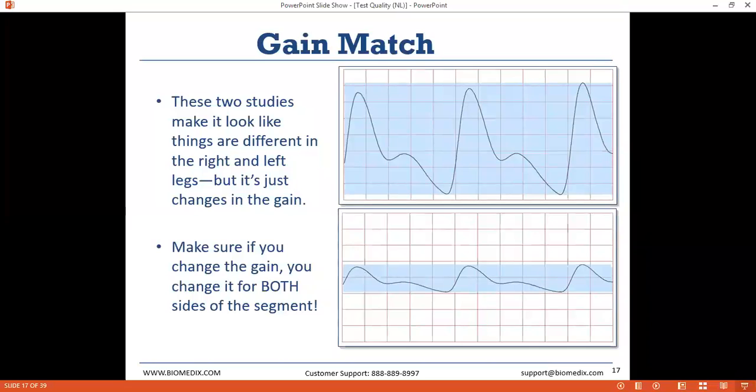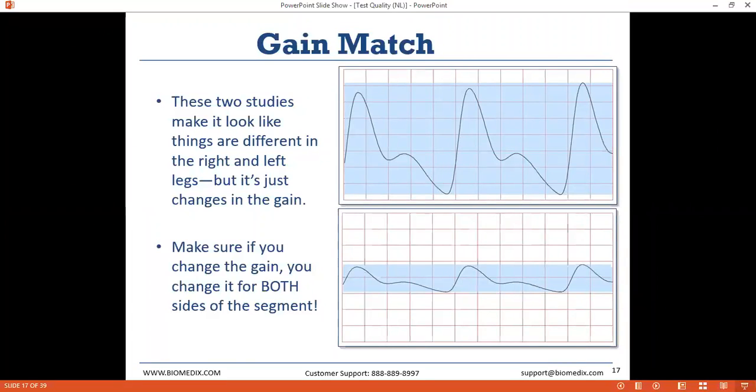And one of the most common reasons is that technologists change the gain to be larger or smaller for no discernible reason. They just change it. The only situation in which you should do that is if the waveform is too large to fit on the screen. Now, I do want to highlight, though, that if you're in a situation where you need to reduce the gain on one leg, you're also going to need to go back and reduce the gain on the other leg.